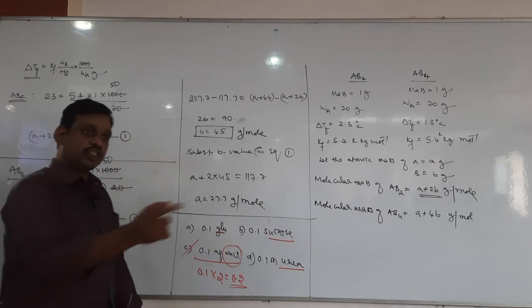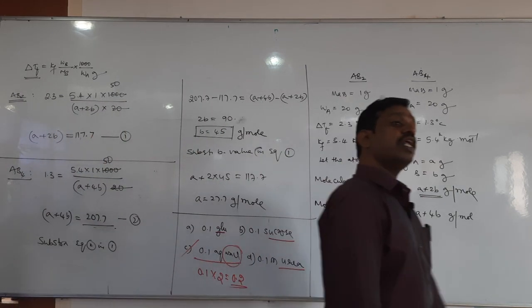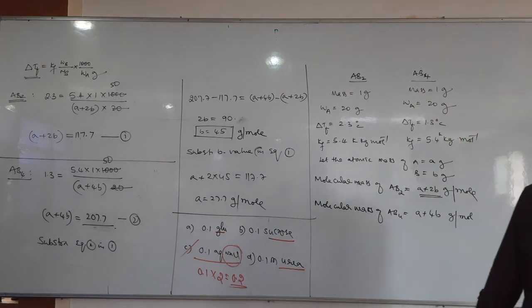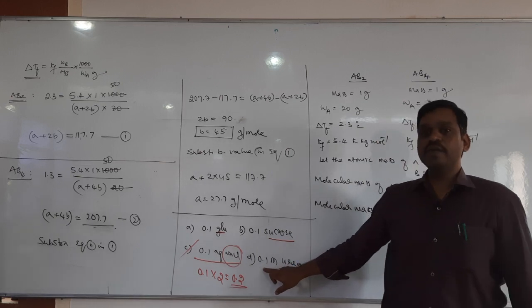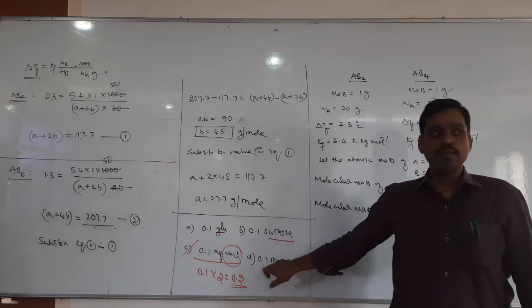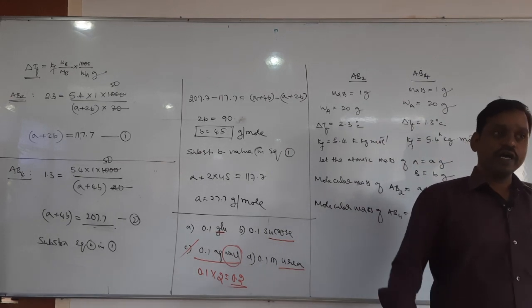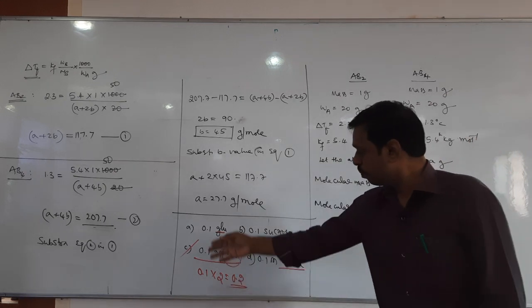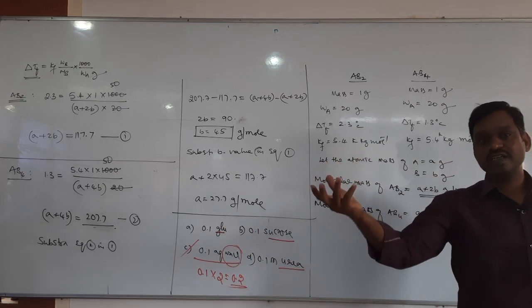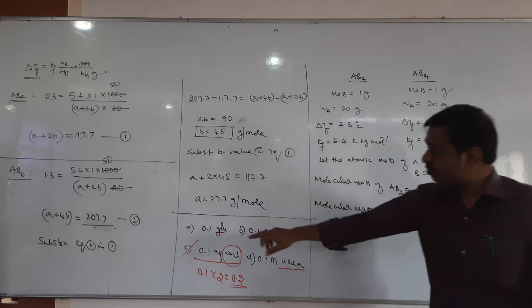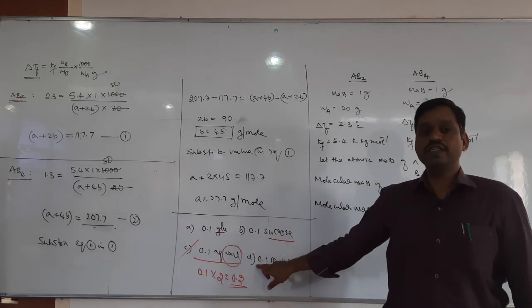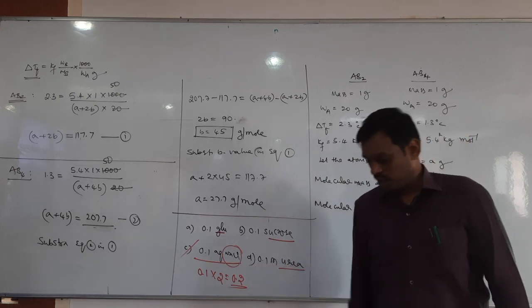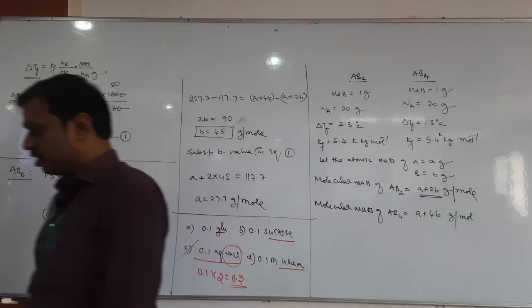One more question. Which of the following will have same boiling point? A, B, D, same boiling point. Because boiling point is directly proportional to particle concentration. Same particle concentration, same boiling point. Which of the following has same freezing point? A, B, D, same freezing point. Okay. So already we did this kind of questions.